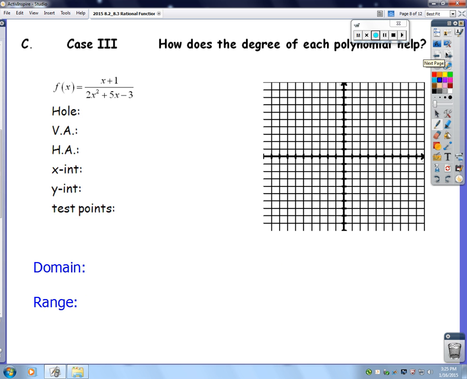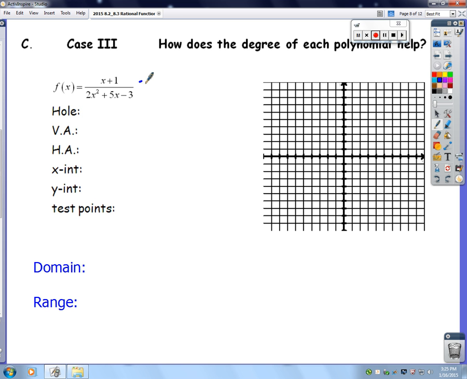So case 3, how does the degree of each polynomial help? Okay, so let's look at f of x equals x plus 1 over 2x squared plus 5x minus 3. First thing I'm always going to do, let's look at our degrees. The degree of my numerator is lower than the degree of my denominator. So from our guidelines, the horizontal asymptote is going to be 0. I'll show you how we can use that degree trick that I was using before to find that horizontal asymptote.